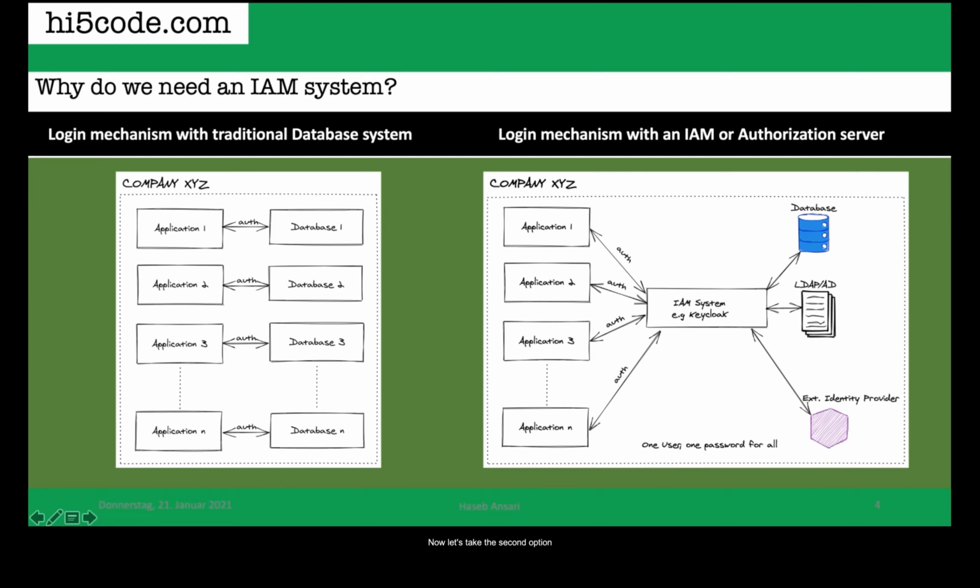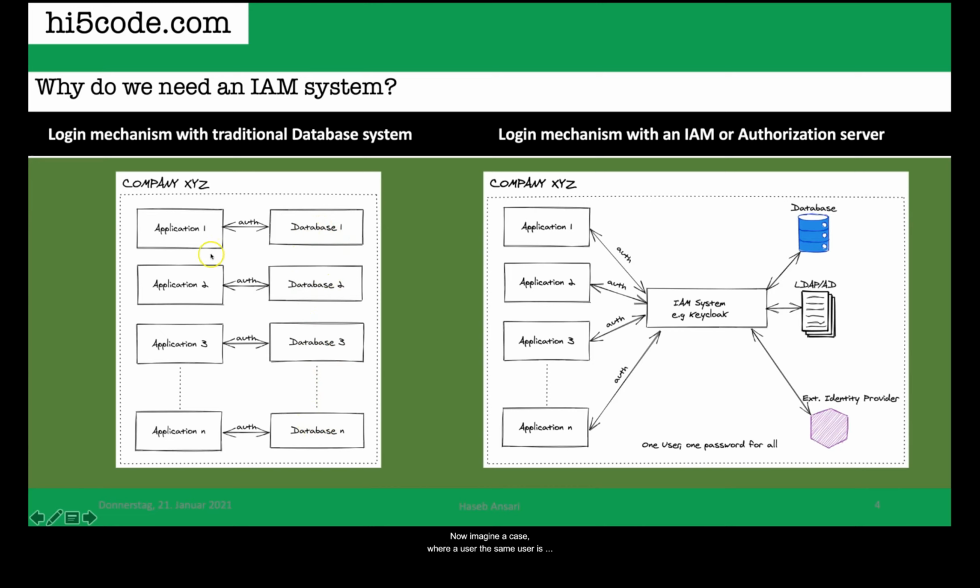Now let's take the second option, that is that we will replicate the user information within all the databases that we have in the scope of company XYZ. As we already discussed before, in the second case, when the user registers in the first application, the user information will be stored in database 1, and during the same registration process, internally it will be replicated throughout all the databases in the infrastructure.